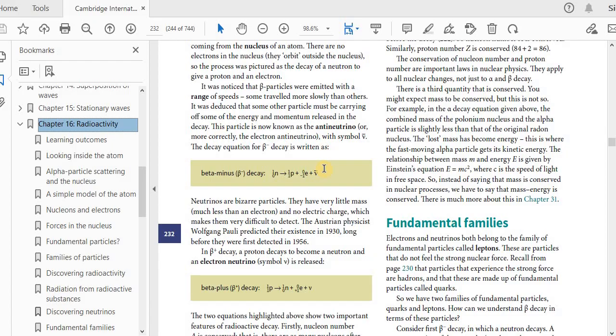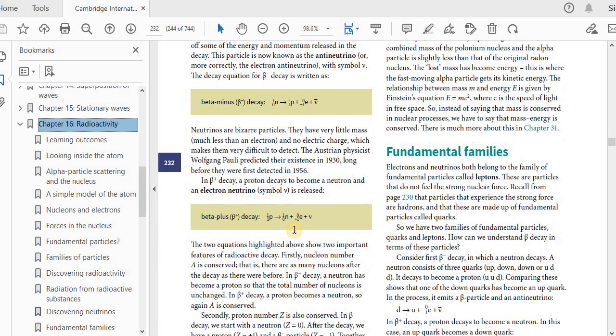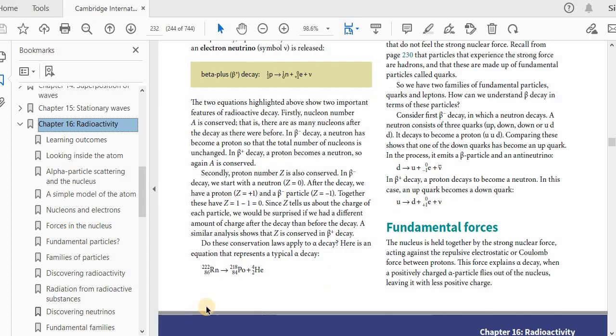Here the bar is on top, which is the antiparticle. This is electron antineutrino. This is electron neutrino. You should know both of these equations. In the exam, you can have a question like this, and they might ask you what type of decay this is.